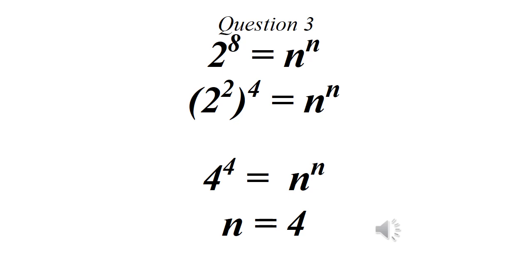And now we have question number 3, which says 2 raised to power 8 equals n raised to power n. We break down 8 to 2 times 4, so we have 2 raised to power 2 raised to power 4 equals n raised to power n. Then 2 raised to power 2 is 4, so we have 4 raised to power 4 equals n raised to power n. Since they have the same form, 4 raised to power 4 at the left side and n raised to power n on the right side, we can just equate the base. So n equals 4.